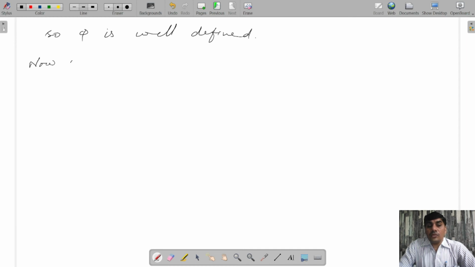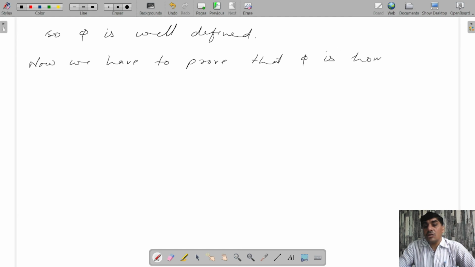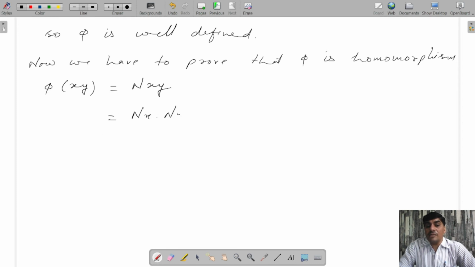Now we have to prove that phi is a homomorphism. Phi of xy is equal to N of xy, which is equal to Nx into Ny, which is equal to phi x into phi y. Therefore, phi is a homomorphism.